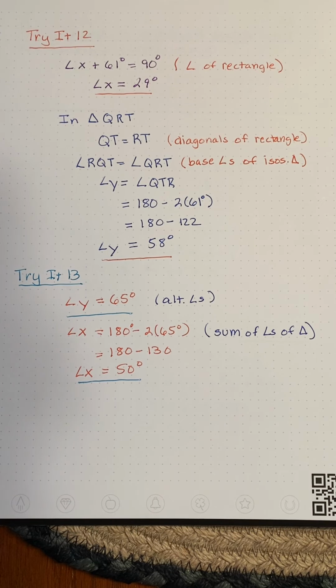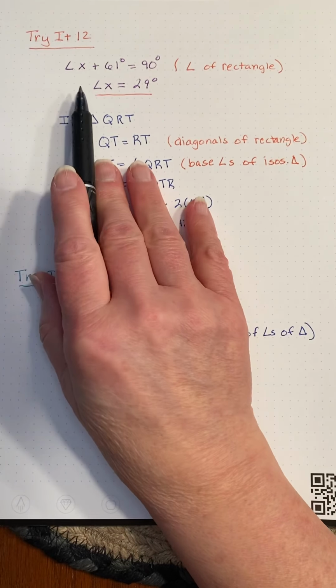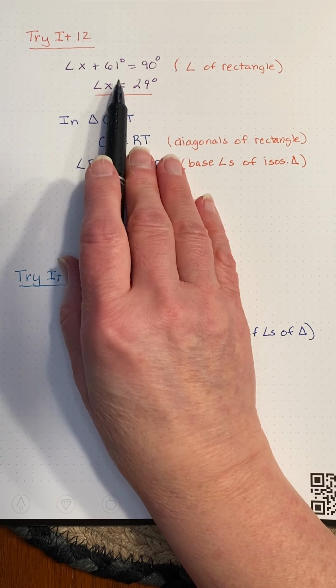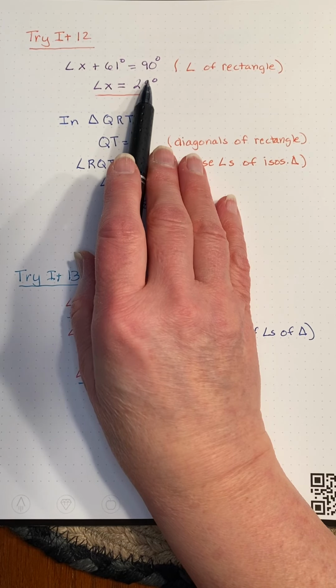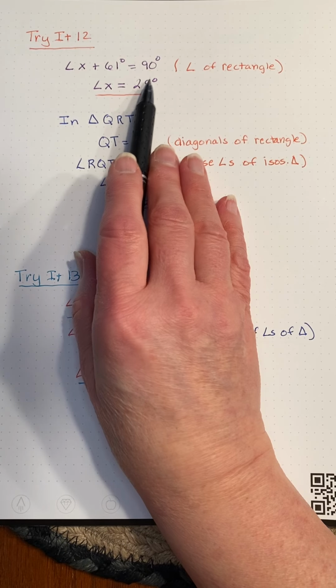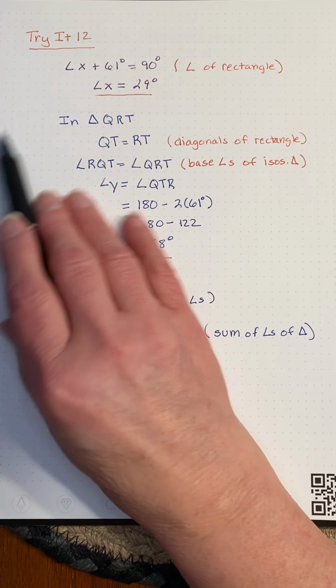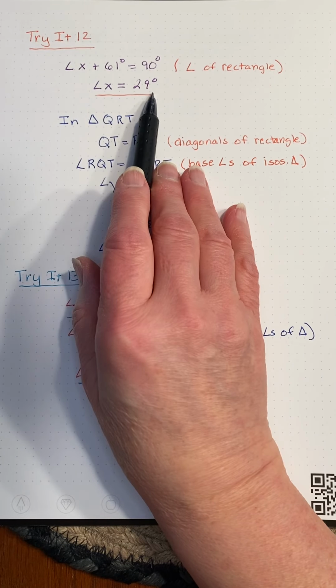In this, I can say that angle X plus 61 degrees is going to be 90 degrees because that's the corner of that angle. PQR is 90 degrees because it's the angle of a rectangle. So therefore, angle X is 29 degrees.